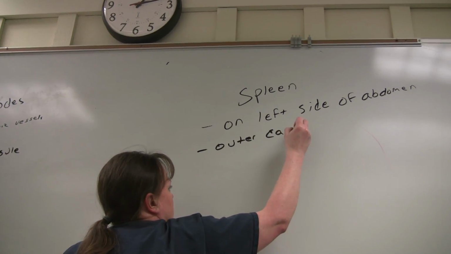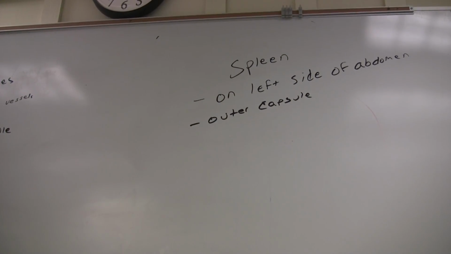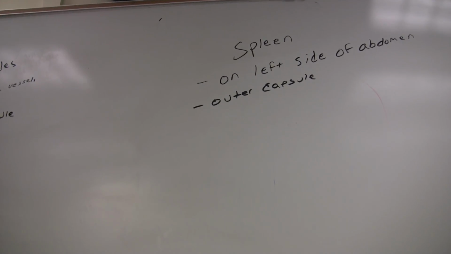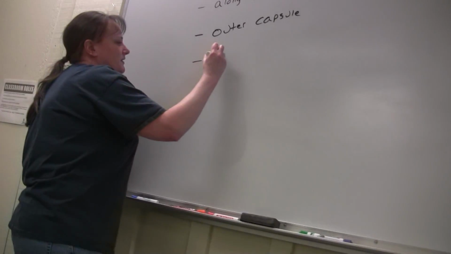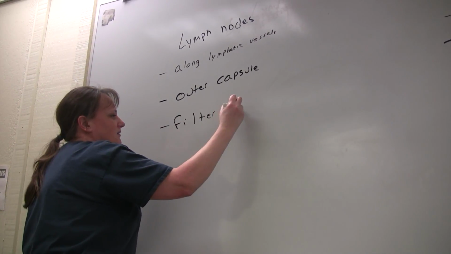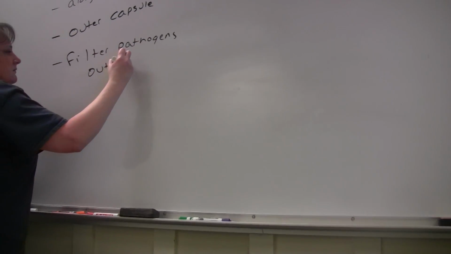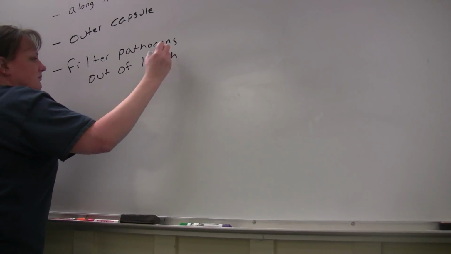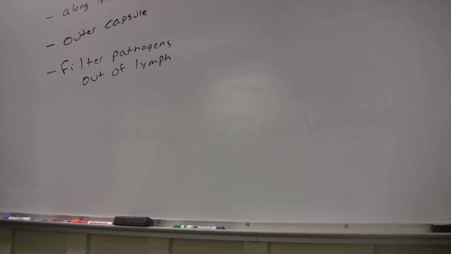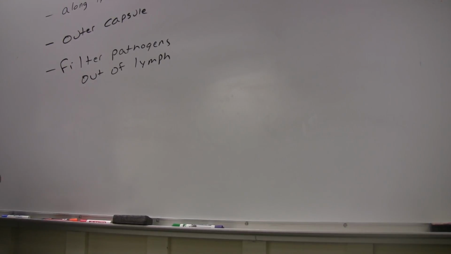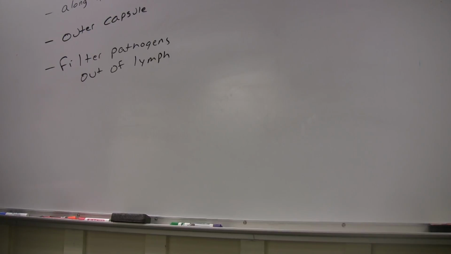Now we got to get into function, the fun stuff. What do lymph nodes do? Monitor and filter lymph. Yeah. So I'm going to put in here that they filter pathogens out of the lymph. If there happens to be any bacteria, viruses, those are pathogens in that lymph, as the lymph travels through the lymph node, they will get filtered out, destroyed.